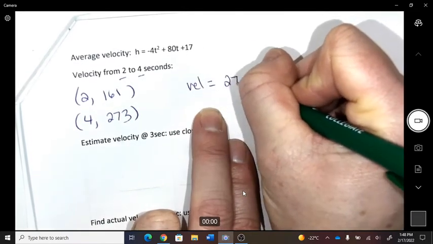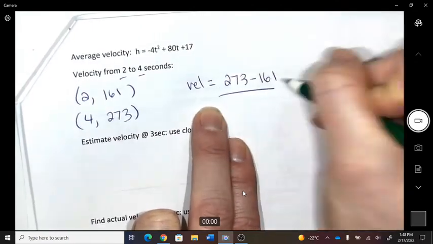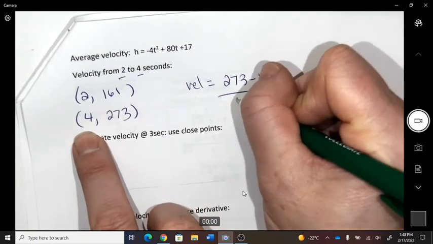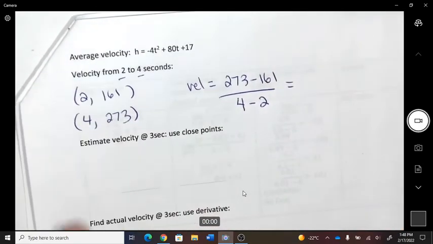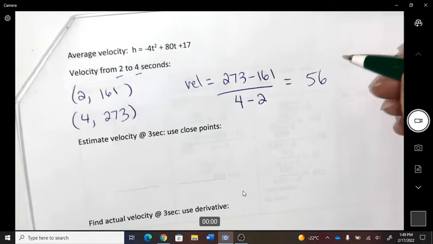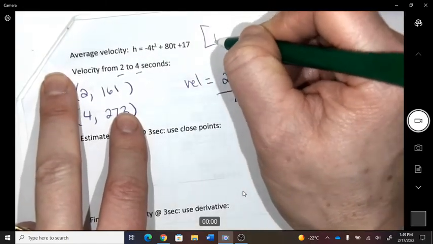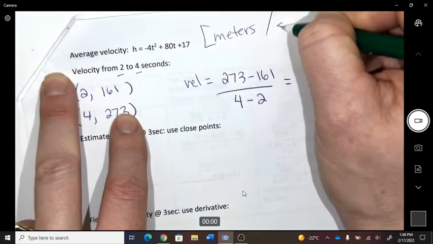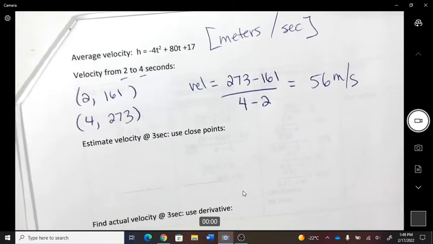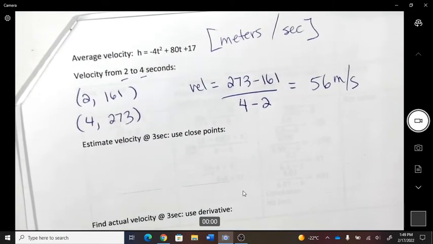So y2 minus y1, the second point, over x2 minus x1, 56. I didn't give you units, so I should probably tell you, let's go with meters. I didn't give you any units, so pretend that I did. Meters. So meters per second.